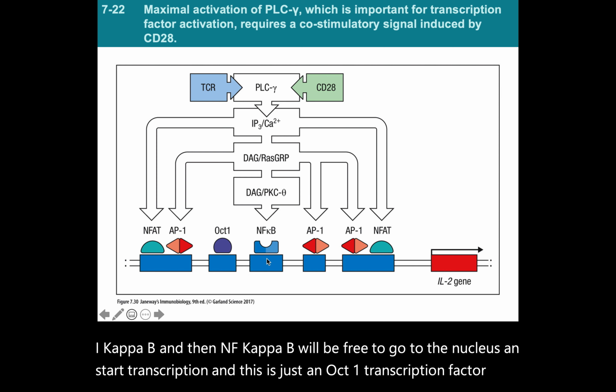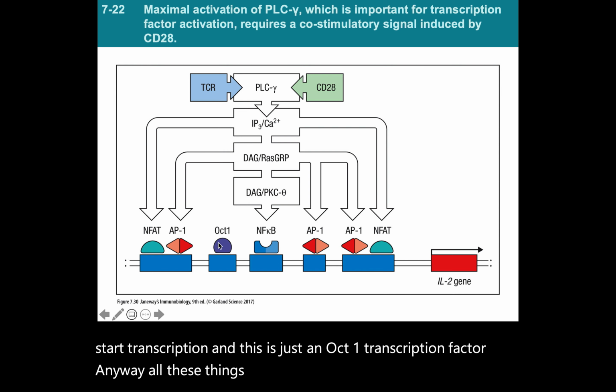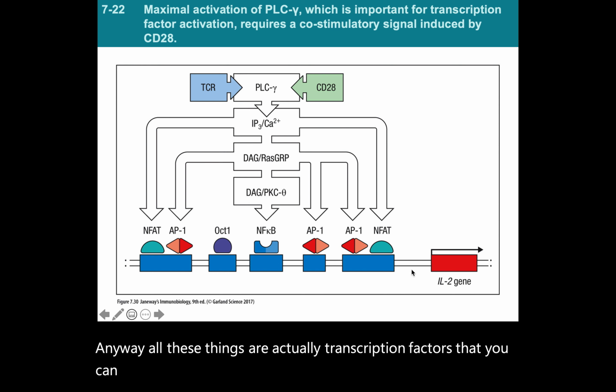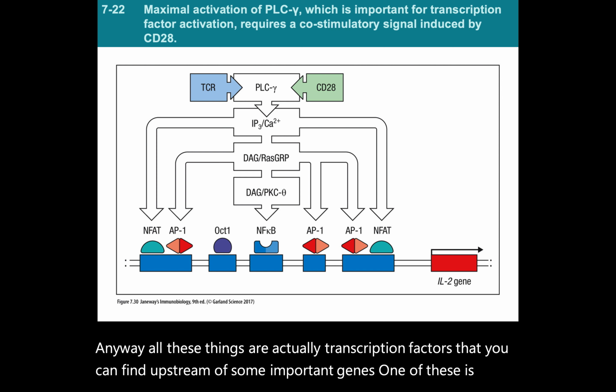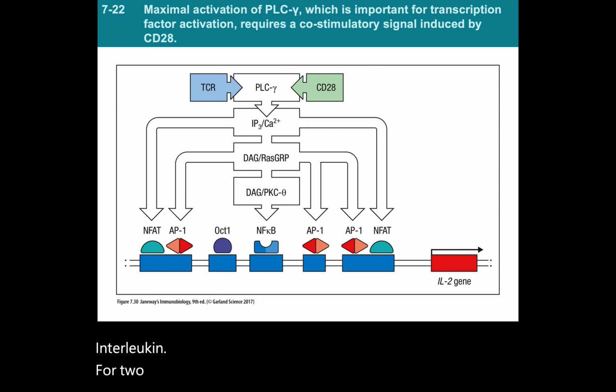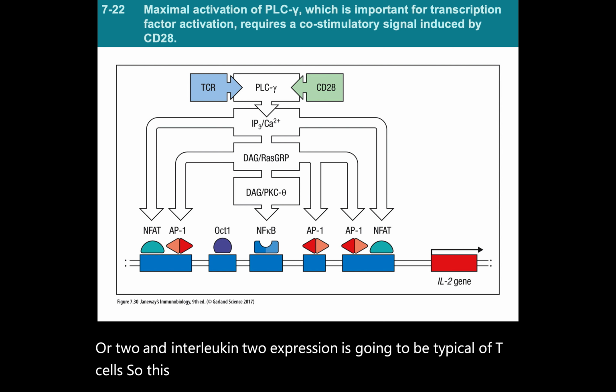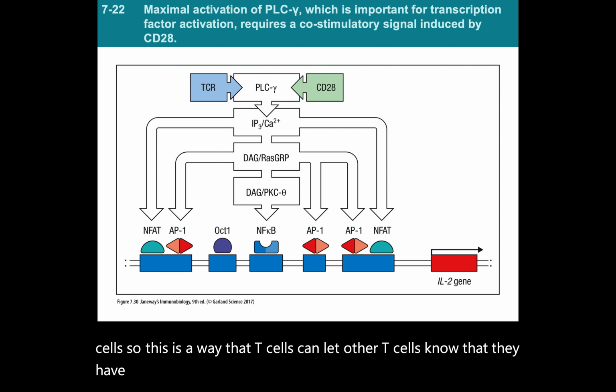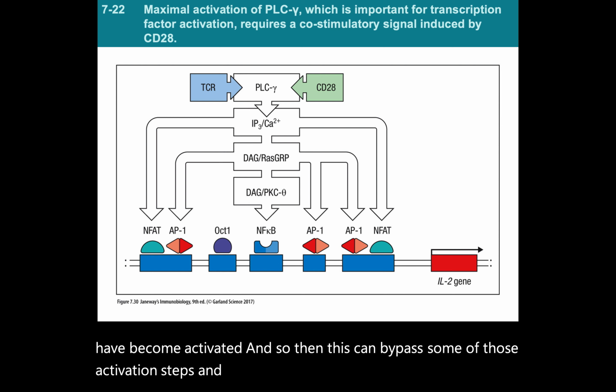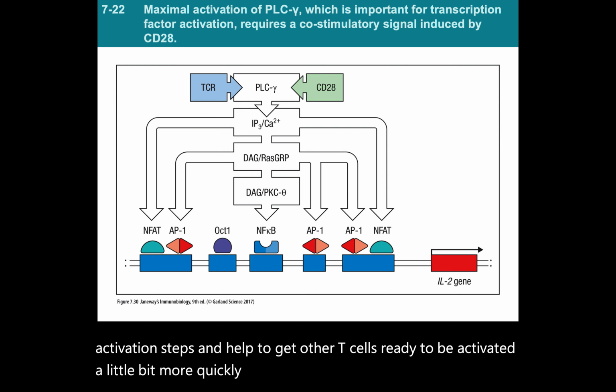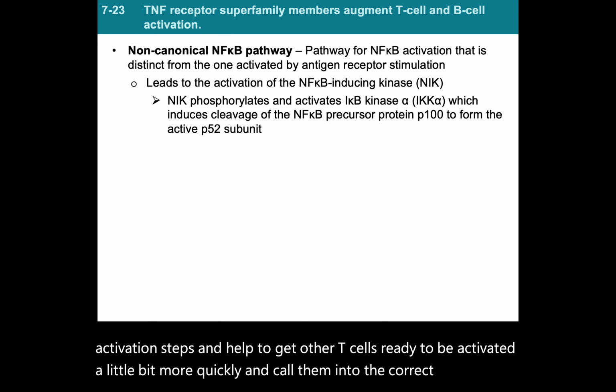Anyway, all these things are actually transcription factors that you can find upstream of some important genes. One of these is interleukin 2, and interleukin 2 expression is going to be typical of T cells. So this is a way that T cells can let other T cells know that they have become activated. And so this can bypass some of those activation steps and help to get other T cells ready to be activated a little bit more quickly and call them into the correct spot so that they can be activated.